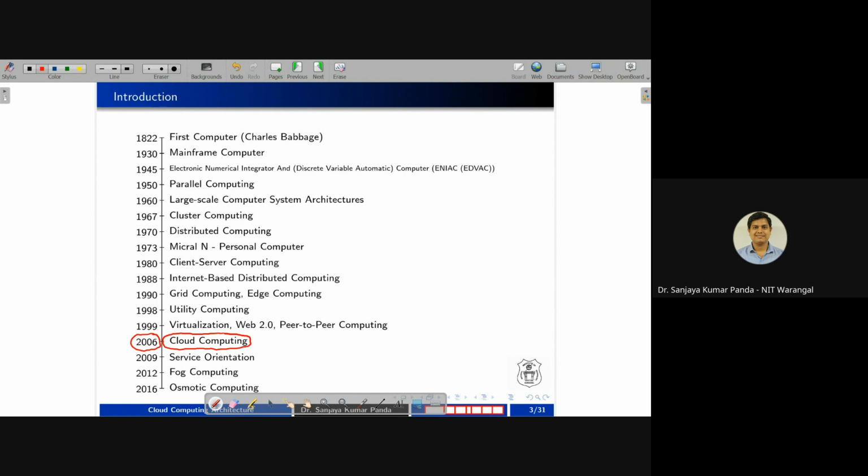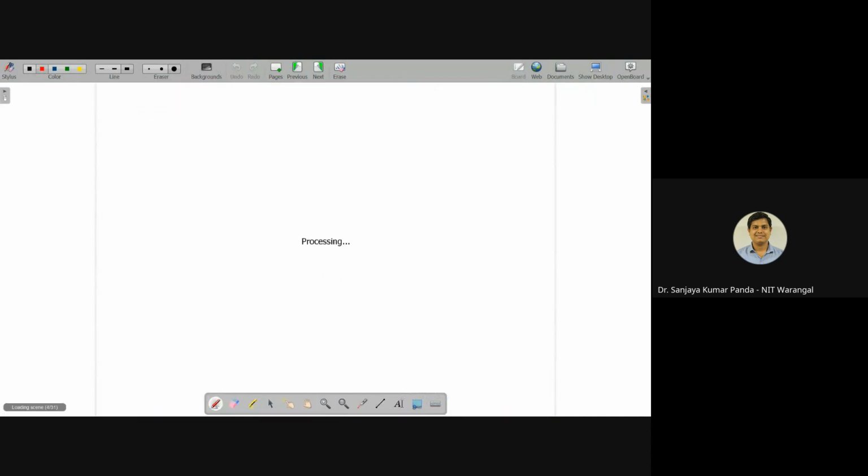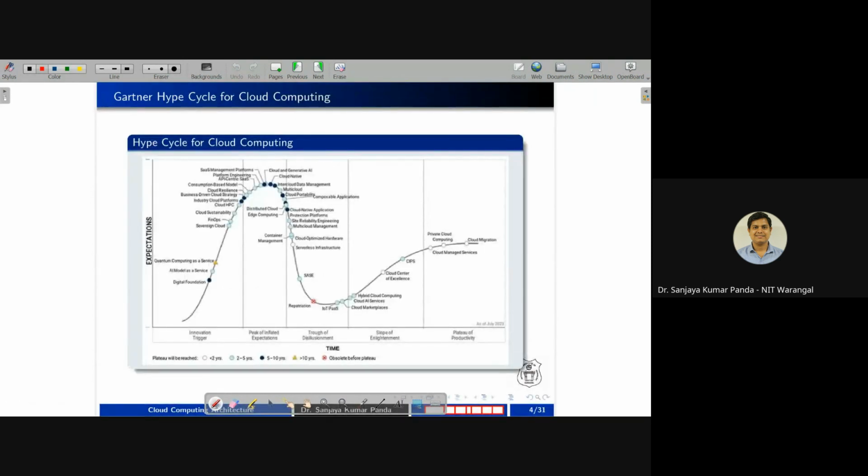Why is one architecture not standardized till now, right? Why do different organizations and different applications represent different types of architecture? So that we are going to see. But before that, I'll show you a hype cycle.